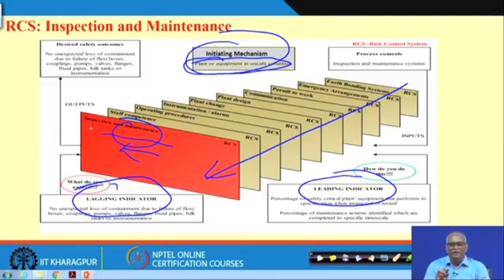What percentage is completed? If it is 100% completed, what do you call it? The system is effective. If it is 70% completed, will you call the system effective? It depends. If it is critical equipment, 100% compliance is to be there. If it is non-critical equipment, 100% need not be there. Okay. So, these are not failures. Compliance to your actions to keep the system effective is the leading indicator. Small failures are the lagging indicator. Not big failures, these are not the total failures.